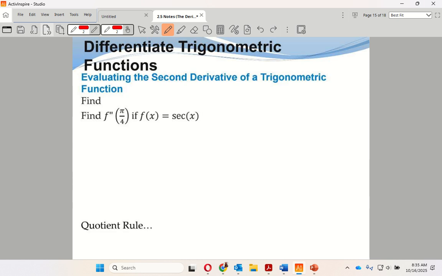All right, evaluating the second derivative of a trig function. Find f double prime of pi over 4 if f of x equals secant x. Oh, hey, did we already do this? So the first derivative is, so f prime of x is, what do we say the derivative of secant is? Secant tangent.